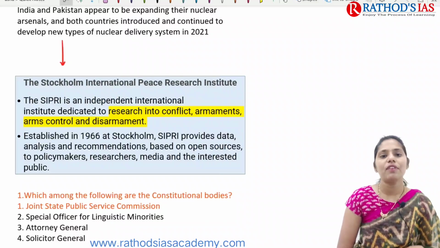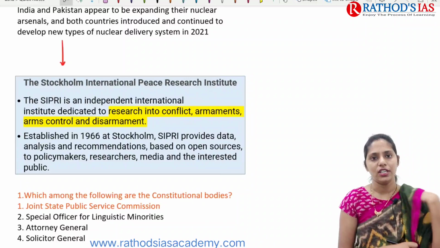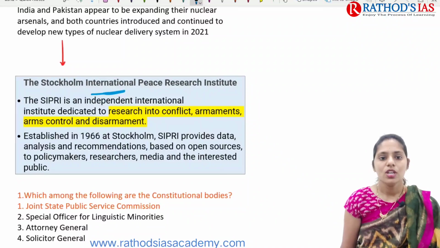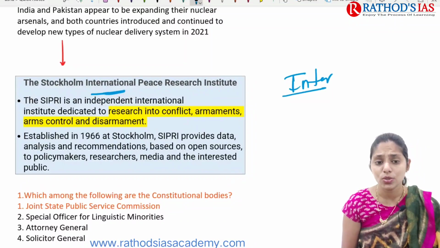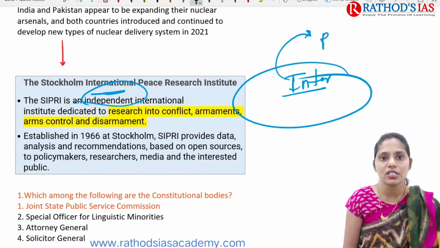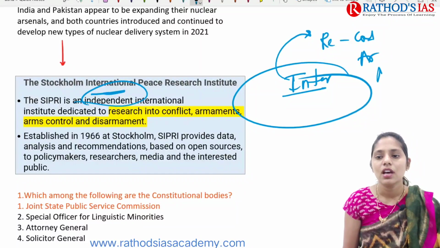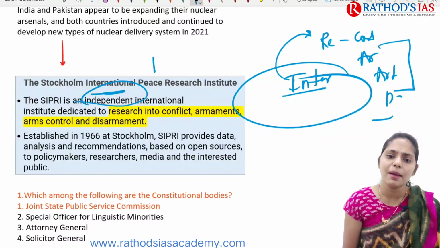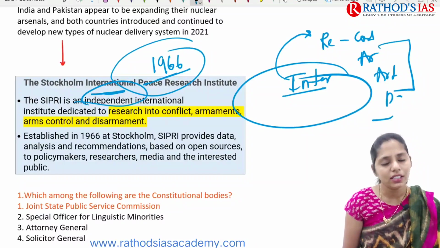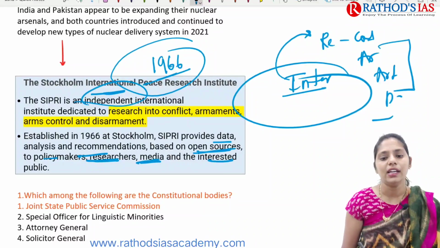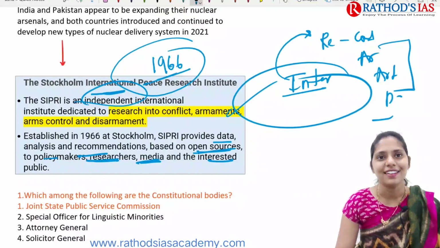And now let us try to see some facts regarding this SIPRI. So what is this SIPRI actually? It is nothing but Stockholm International Peace Research Institute. So actually it is an independent international institute. It is independent, so this is one important thing. And this institute is mainly dedicated to research into conflict, armaments, arms control and even disarmament. So these are some important areas which are mainly focused on. Actually this SIPRI was established in 1966 at Stockholm. And this SIPRI mainly provides data, analysis and recommendations based on open sources to policy makers, researchers, media and the interested public. So this is about this topic in detail.